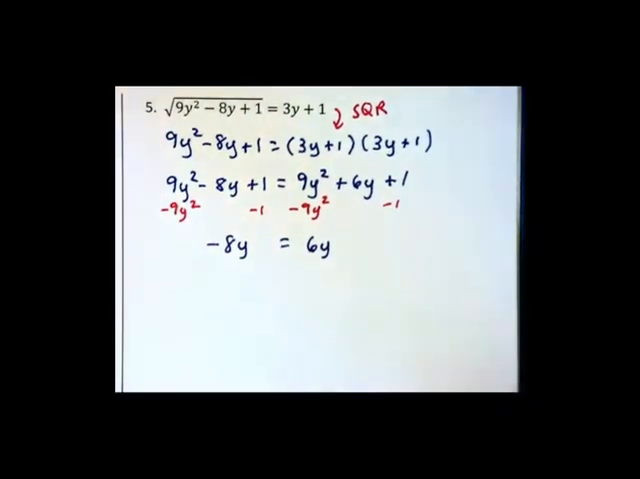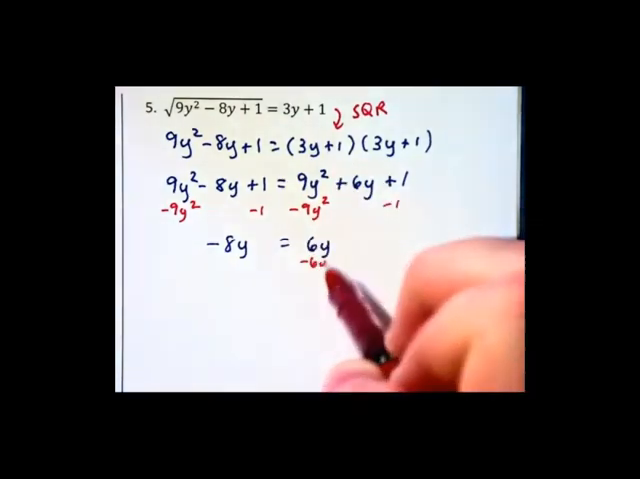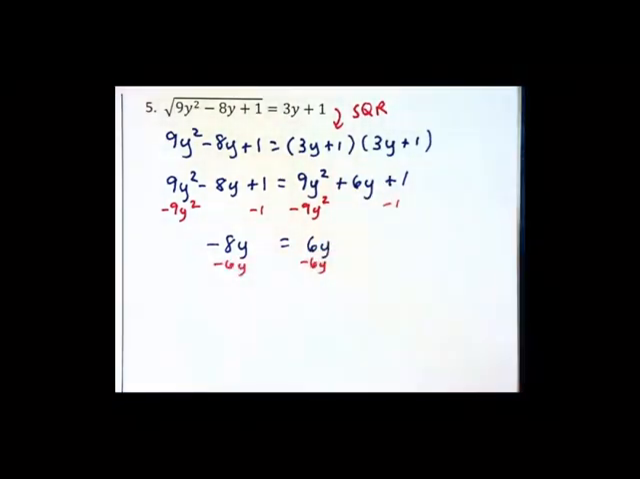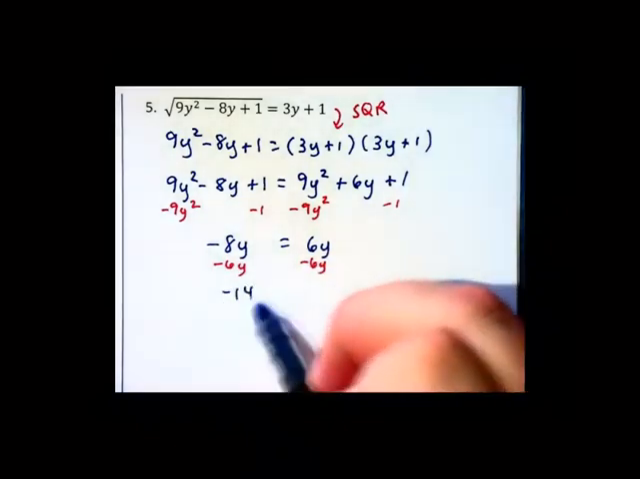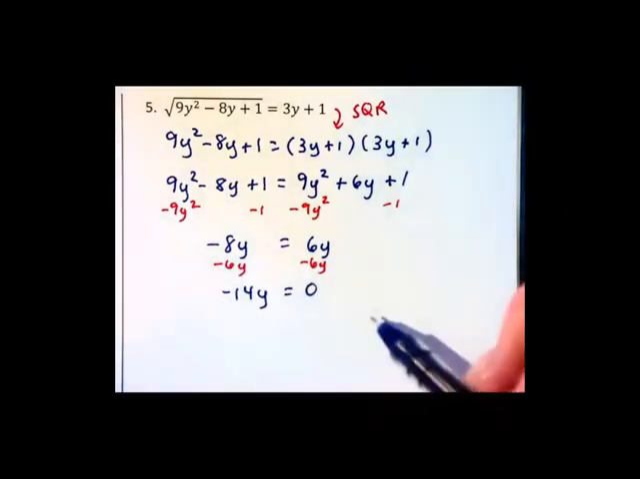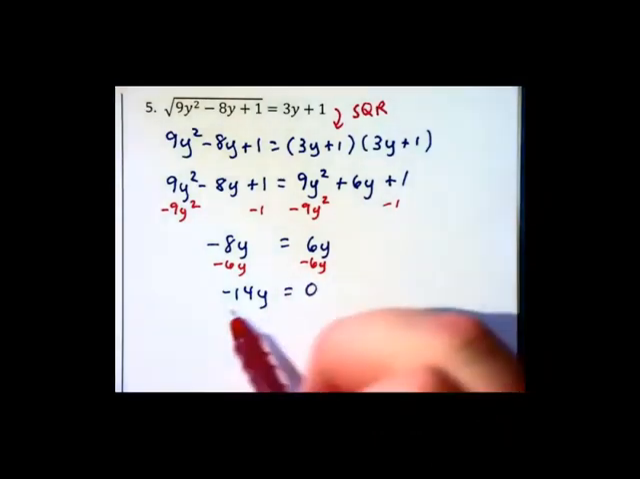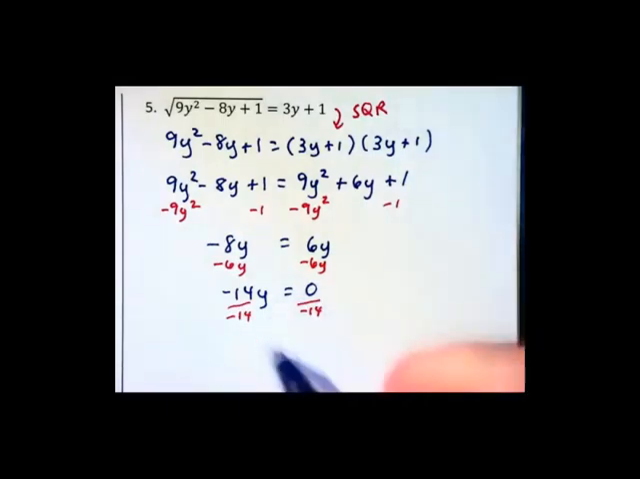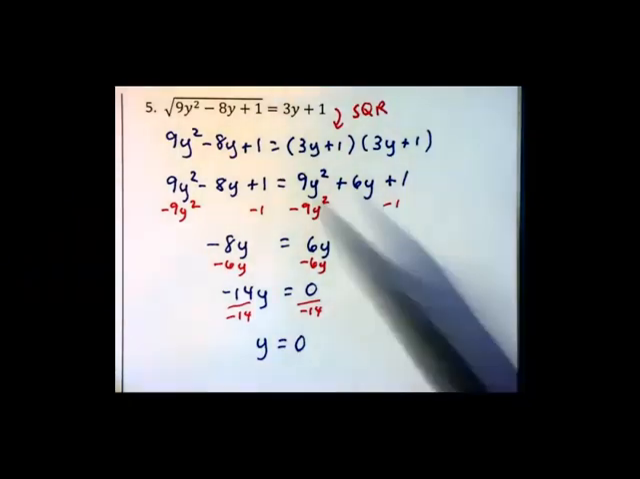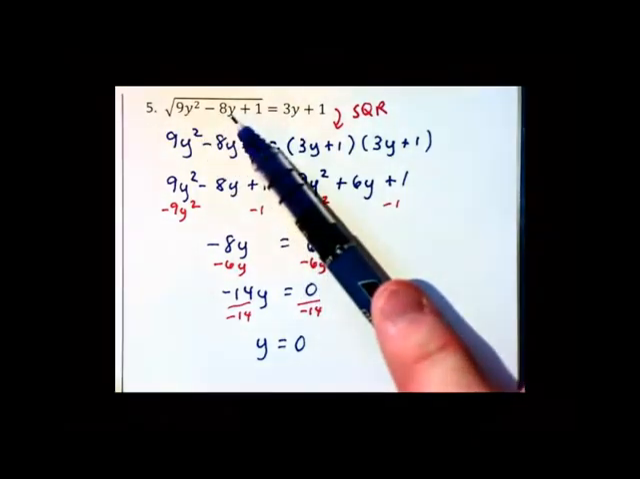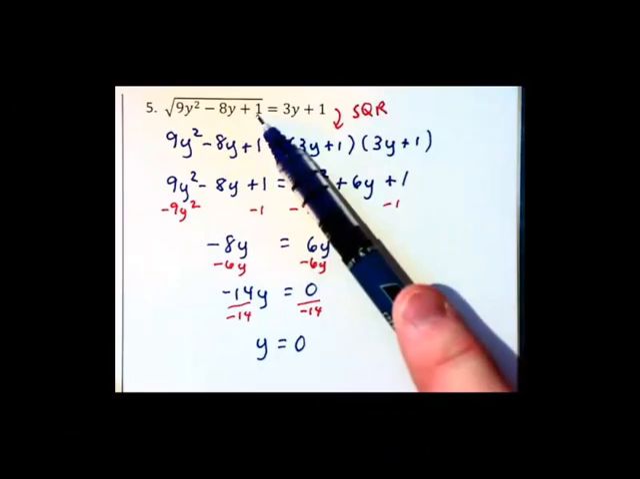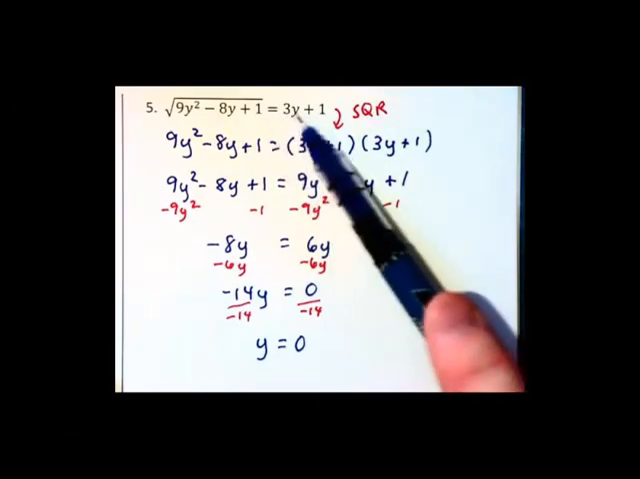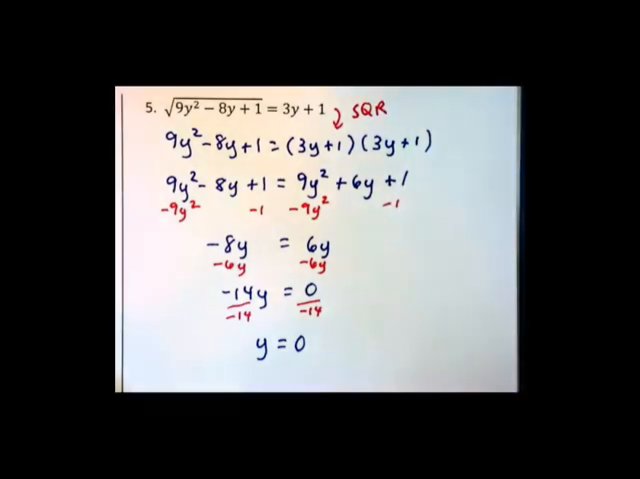We're going to get all the variables to one side, so I'm going to subtract off that 6y on each side. That will give us a negative 14y equals 0. And dividing each side by negative 14 will then give us 0 on the right hand side. And 0 is the solution to this problem. Notice when you substitute it in, all the variables disappear. You just get the square root of 1 on the left, which is 1. And on the right, 3 times 0 is 0 plus 1, which is 1 on the right. So we just have a single solution of y equals 0.